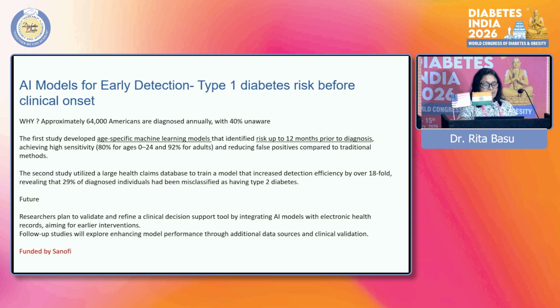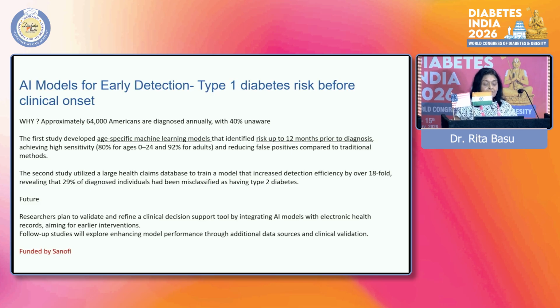The second study utilized a large health claims database. In America, we have the health claims, and we can tap into that database. They trained a model that increased the detection efficiency by over 18-fold, revealing that 29% of diagnosed individuals had been misclassified as having type 2 diabetes. They actually had type 1, but were misclassified as type 2. These are important machine learning tools that one could put to use, because for a single doctor or a single person to do this kind of large-scale work is pretty much impossible.